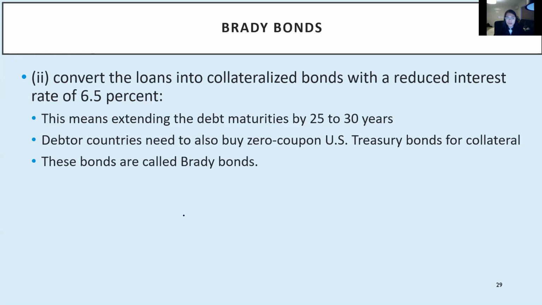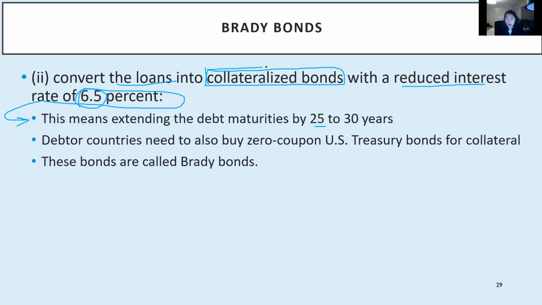So by doing so, by going with option 2, when you convert a loan into a collateralized bond with a reduced interest rate of 6.5%. So if you remember from our present value calculation of a mortgage loan, right? So every time when you reduce the interest rate, you're going to have to extend the maturity of the loan, okay? So by reducing interest rate to 6.5, essentially the banks agreed to extend the maturity of the debt by about 25 to 30 years, okay?